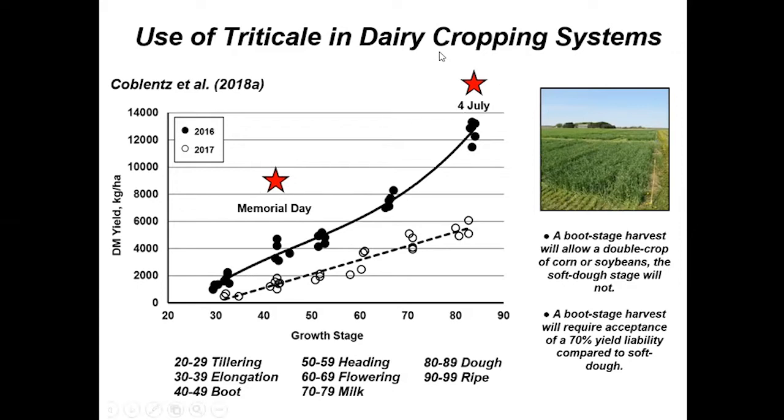Another one that's often mentioned, if you consult literature and recommendations down through the years, many people have suggested a soft dough stage of growth. However, in central Wisconsin, this occurs about the 4th of July. With a harvest at Memorial Day, you still have the opportunity for a double crop of corn, principally for silage, or potentially soybeans, or there are some other options. By the time you get to the 4th of July, you've lost most of that.